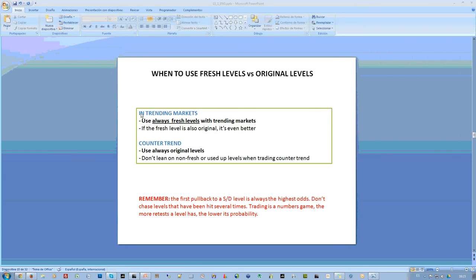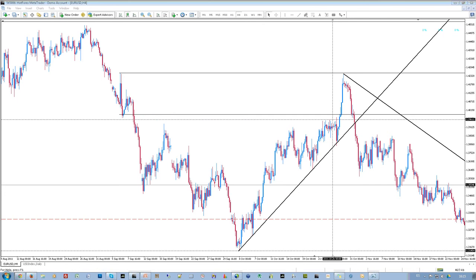As we saw in another lesson, when we have a trending market, we always want to use fresh levels. Always fresh. If it is original, it's even better. And if we want to counter trend, we want original levels in order to counter trend. So we have to look for original levels if we want to counter trend. Okay?